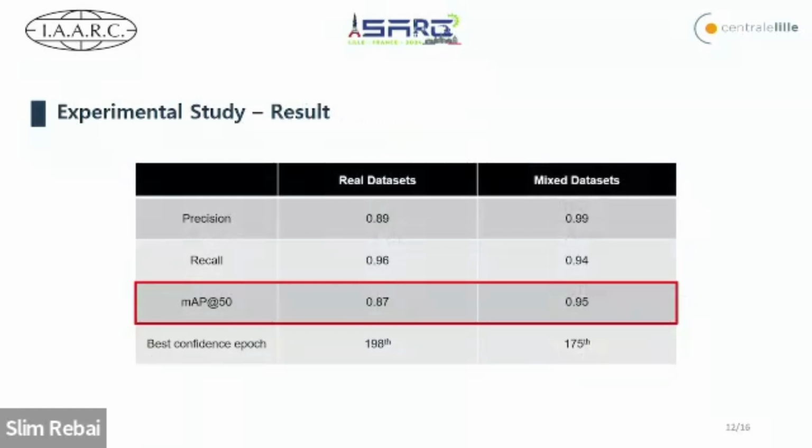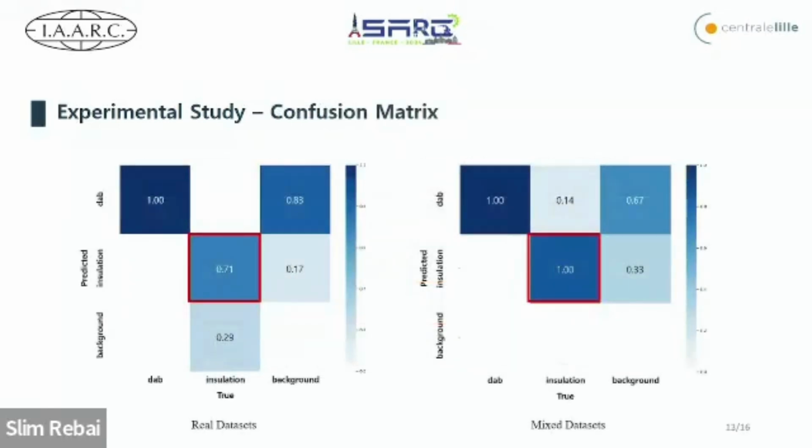The results came out like this table. The main value, mAP at 50, was 0.87 and 0.95 respectively, and it shows slightly better performance on the mixed data. The comparison metrics were presented as follows. Both real and mixed datasets predicted dab well. However, when it comes to predicting insulation, the real dataset performed inferiorly compared to the mixed one.